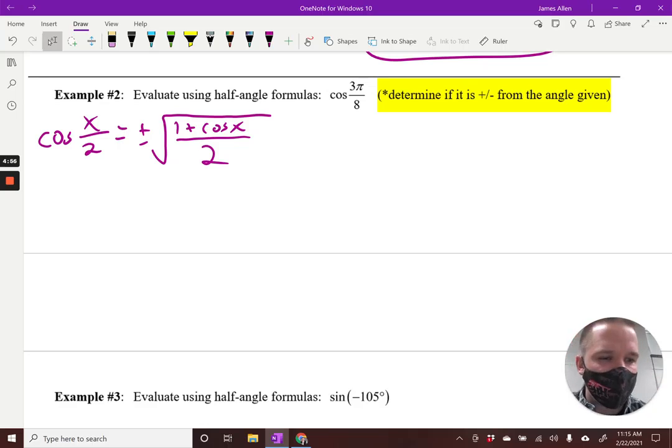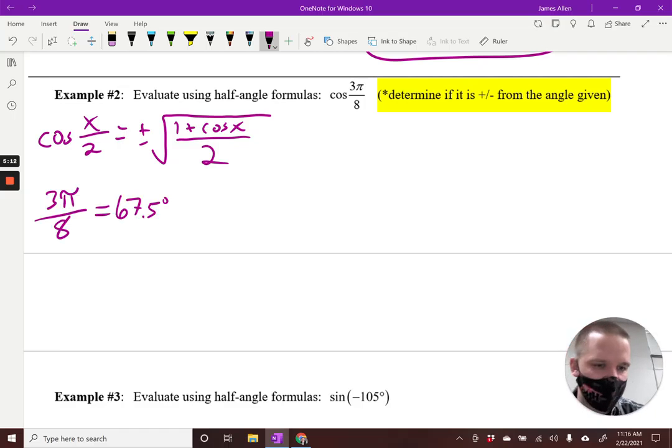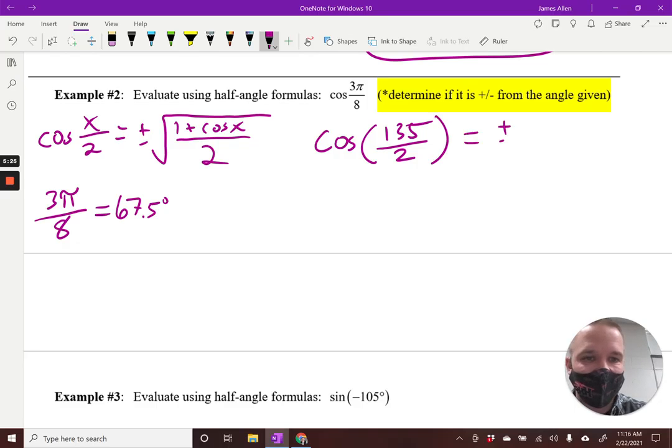Some people like to deal with this in degrees rather than in radians. Totally up to you how you'd like to go about doing that. But let's go ahead and go into degrees on this first try here just to make some sense of it. So if I were to convert 3 pi over 8 into degrees, that'd be 67.5. Again, we can clearly see it's in the first quadrant. So in our formula here, we'd have cosine of 135 over 2, because that equals 67.5. And now I can plug the 135 in for my x into the formula.